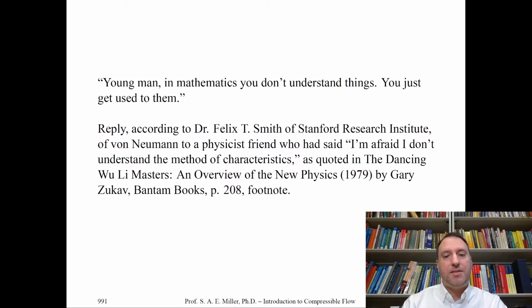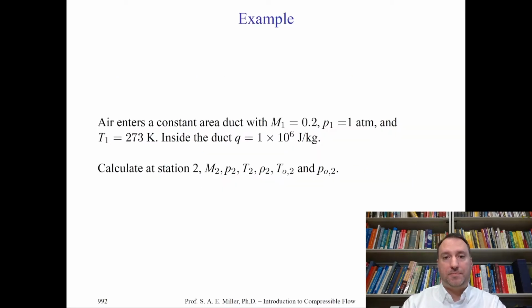Nonetheless, let's get to some mathematics which are very much understandable, because they're simple nonlinear algebraic equations governing Rayleigh flow and Fanno flow. Let's start with a Rayleigh flow example. Here, air enters a constant area duct at M1 equals 0.20, static pressure P1 of one atmosphere, and static temperature T1 of 273 Kelvin.